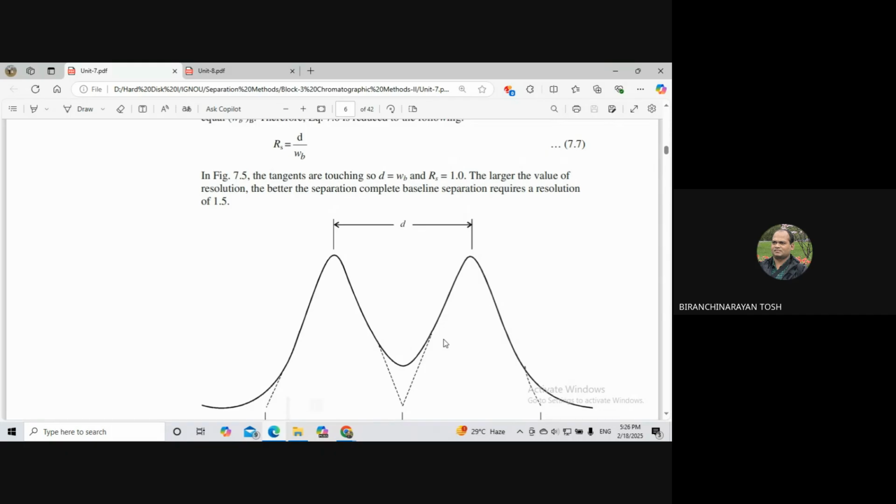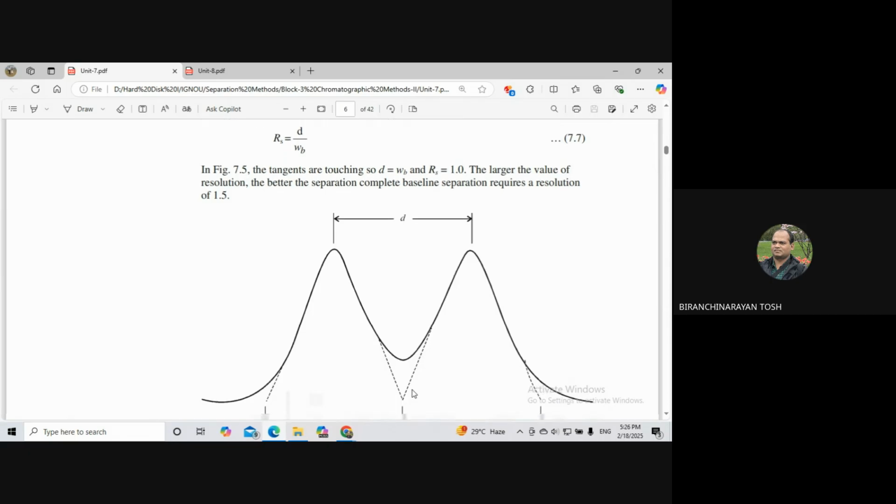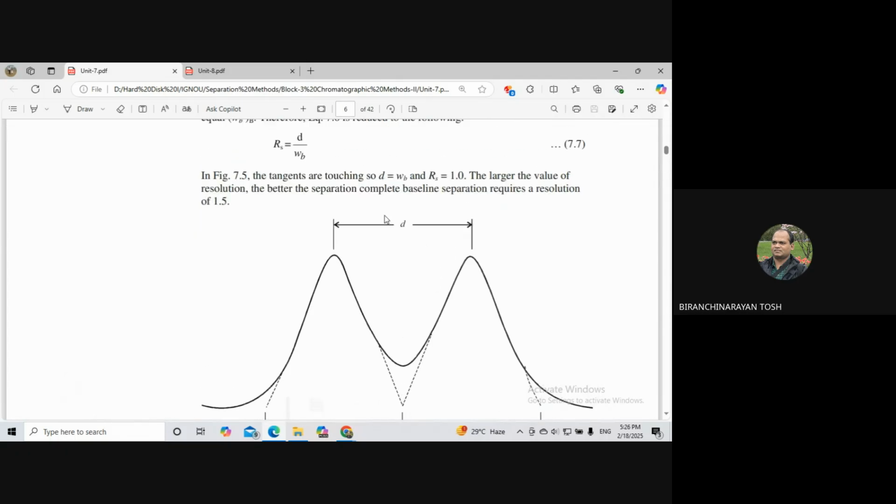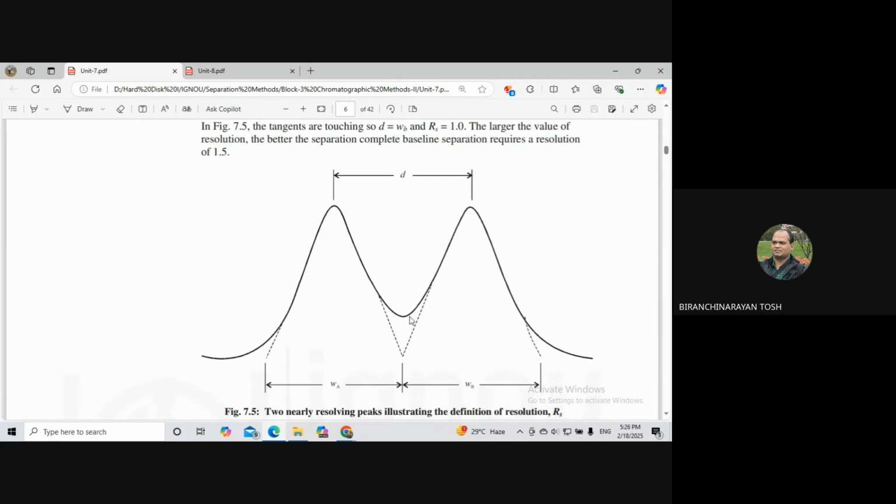Tangents are drawn to the inflection points in order to determine the width of the peaks. So like this, you can see this one. So it is half of Wa, half of Wb, the width of the peak from the tangent, and from this to this is D. Therefore Rs will be equal to D by Wb.